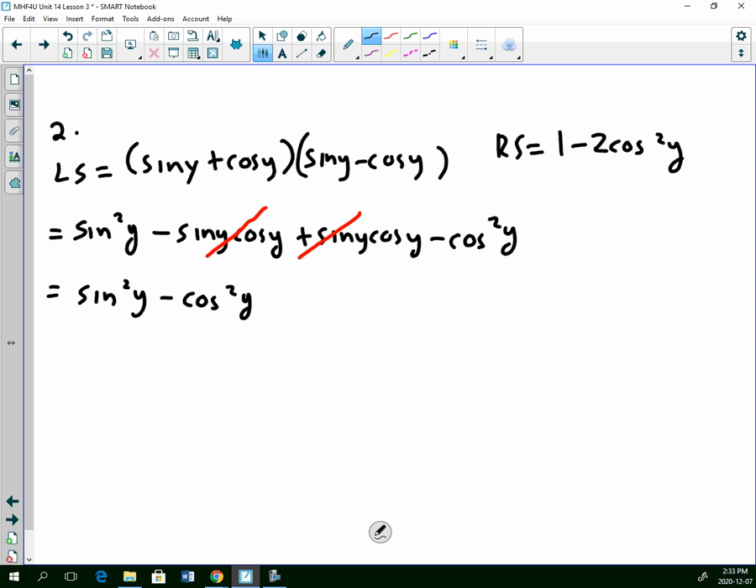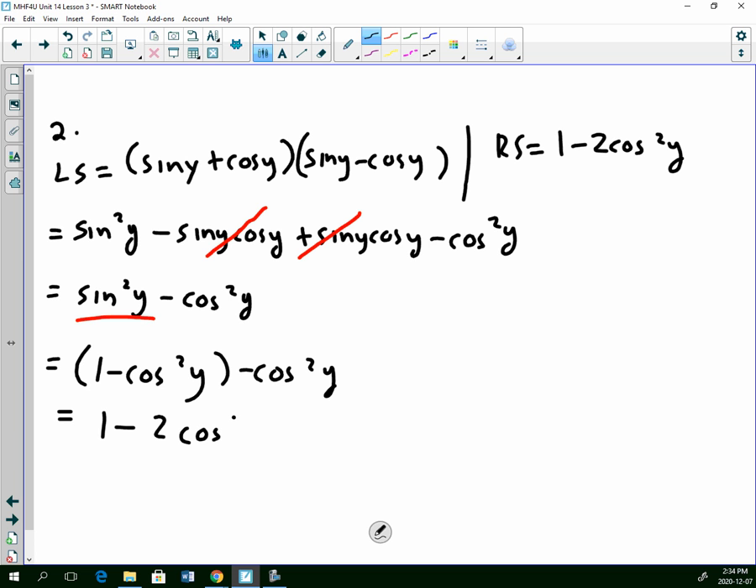Now I'm going to compare. On the right side, we have only terms that contain cosine, right? We have 1 minus 2 cos squared. On the left side, we have sine and cosine. So what I want to do is replace this sine squared with something that has cosine in it. So here I'm replacing for a reason. The reason is I don't want sine, I want cosine. So once I've done that and collected like terms, I get the same as the right side.